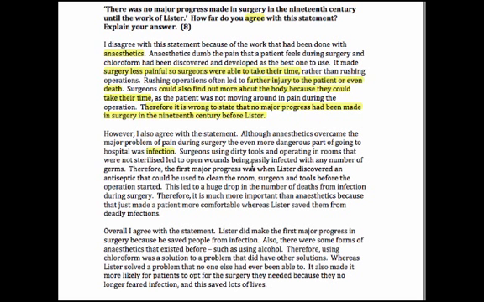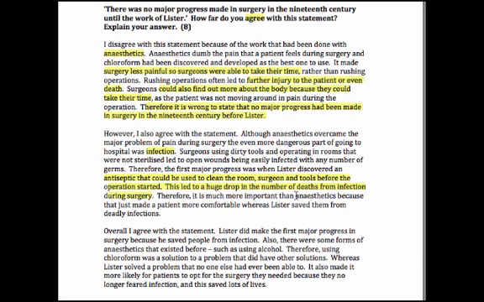Therefore, the first major progress was when Lister discovered an antiseptic that could be used to clean the room, surgeon and tools before the operation started. This led to a huge drop in the number of deaths from infection during surgery. So once again, this person is now proving why they agree with this statement. This is the work of Lister. That's why it's so important.